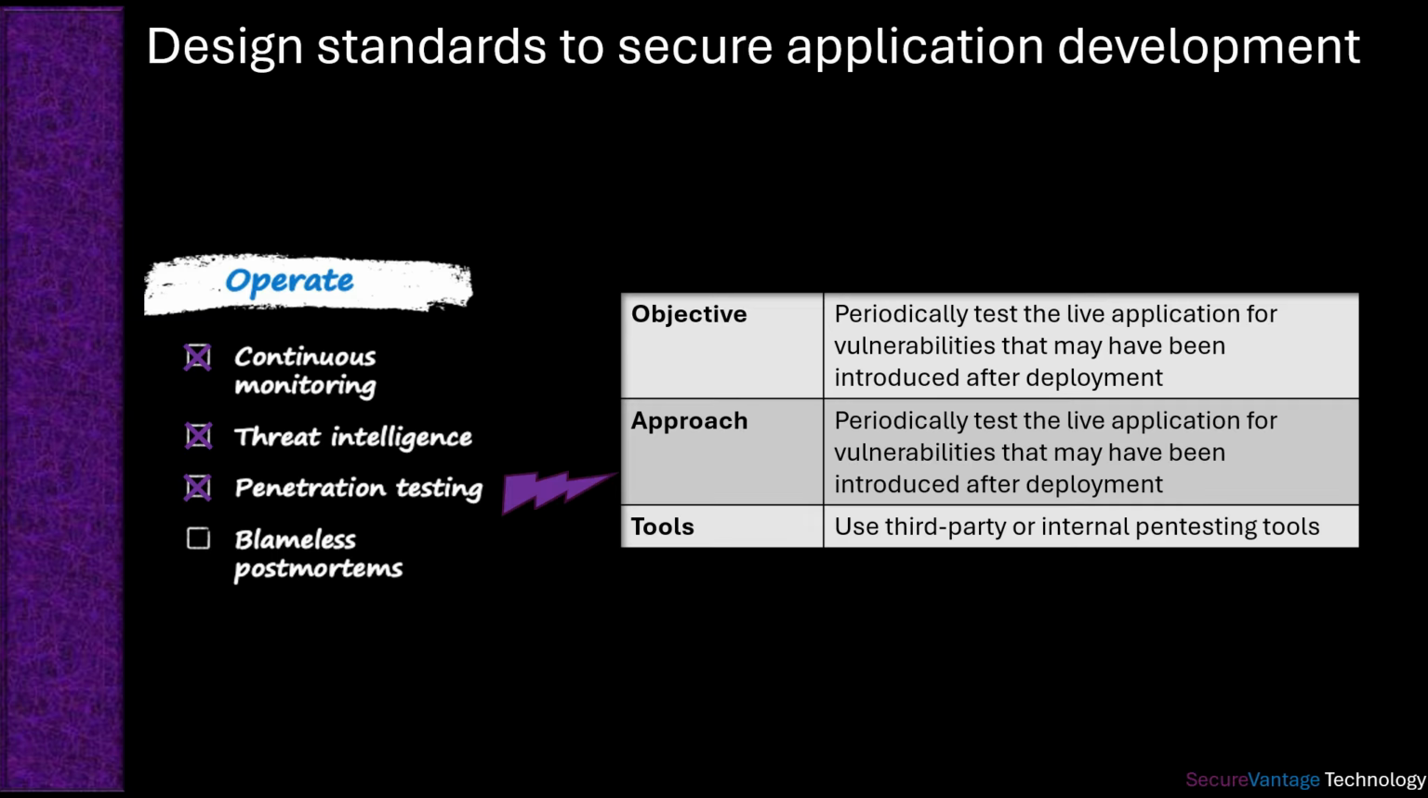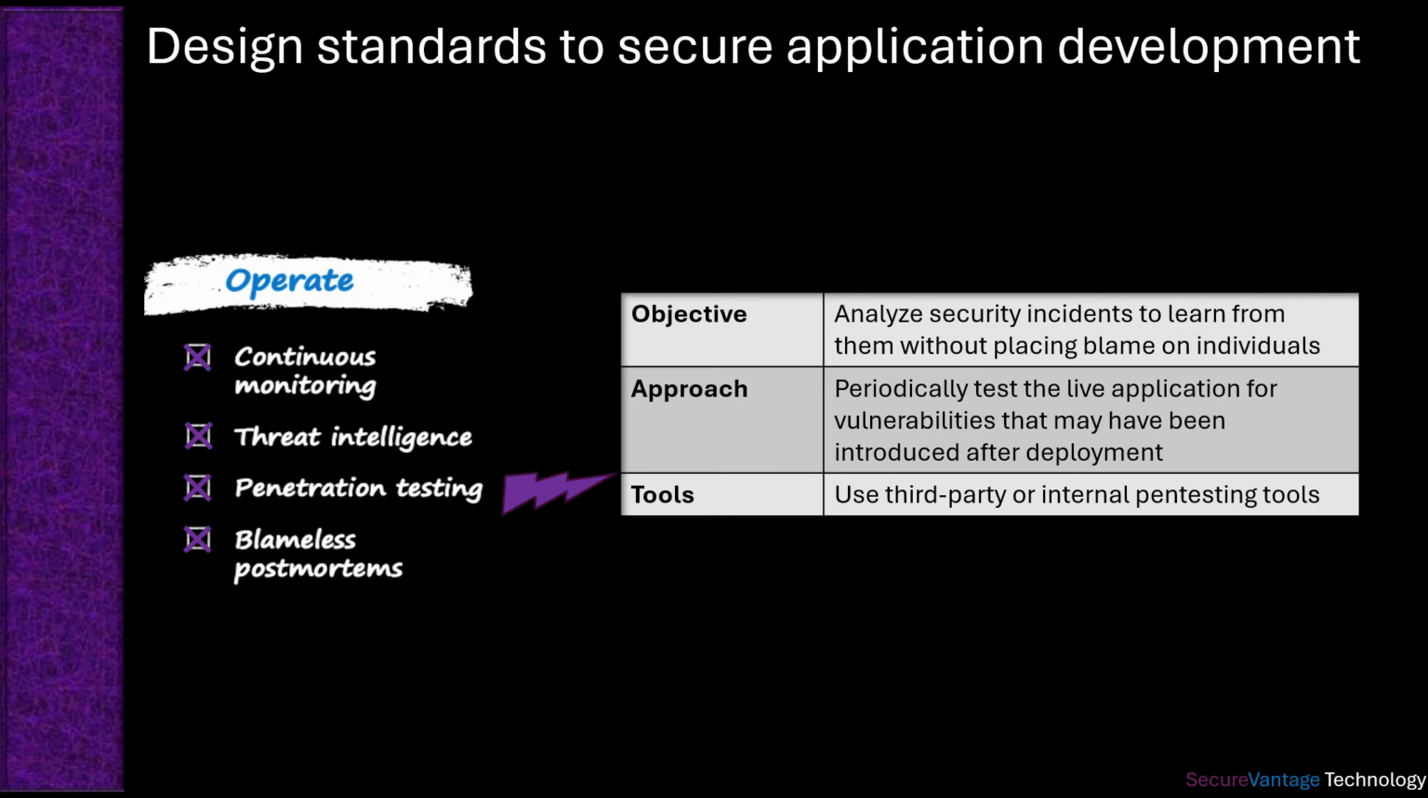The objective of penetration testing is to periodically test the live application for vulnerabilities that may have been introduced after deployment. As a cybersecurity architect, you schedule regular penetration tests to identify and remediate security issues. Use third-party or internal pen testing tools to achieve the objective.